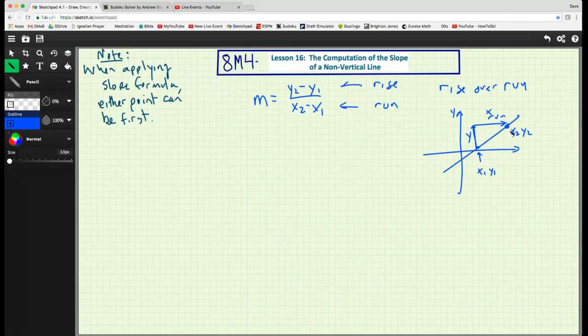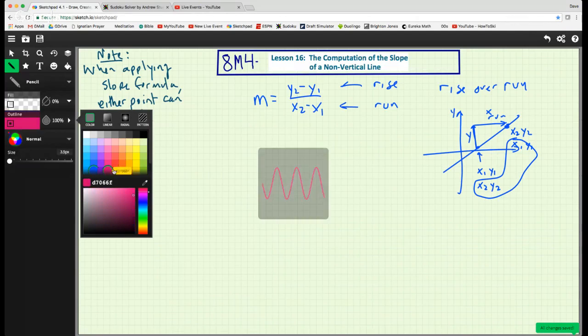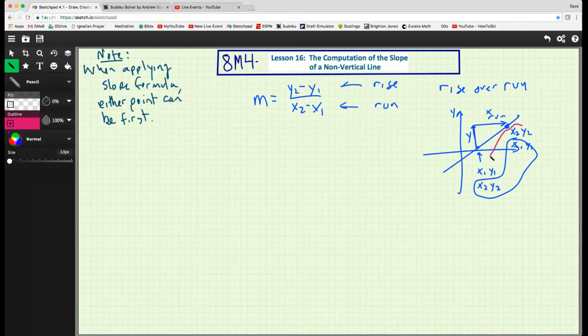Or you can call this one x1, y1, and this one x2, y2. It doesn't matter. You can use it this way, or you can use it this way. And maybe this doesn't make a lot of sense to you right now, but we're going to go through this in the upcoming examples, and you're going to find that this slope formula is so cool because you can use any 2 points on the line.